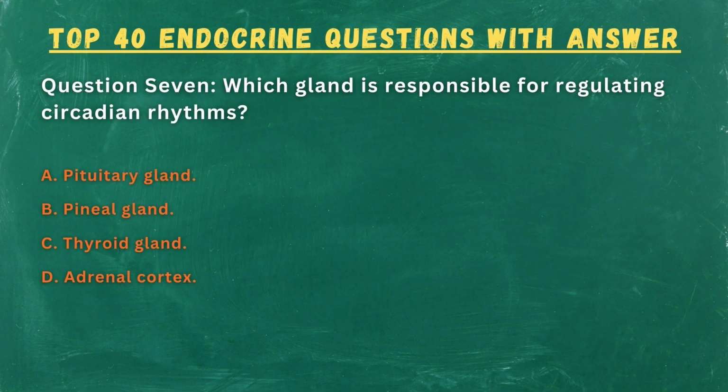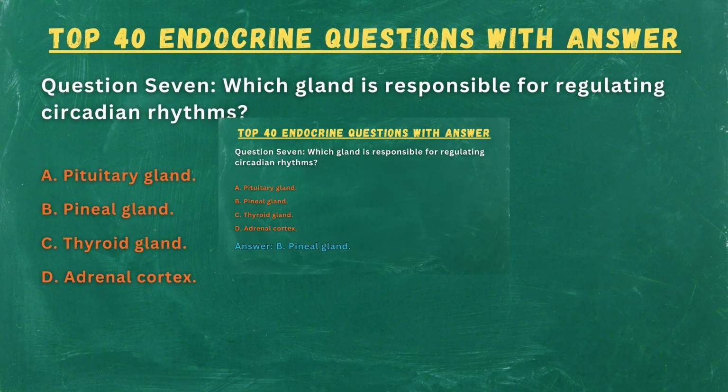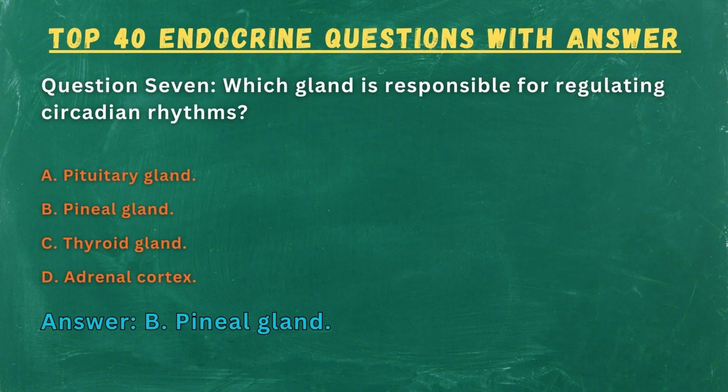Question 7. Which gland is responsible for regulating circadian rhythms? A. Pituitary gland. B. Pineal gland. C. Thyroid gland. D. Adrenal cortex. Answer: B. Pineal gland.